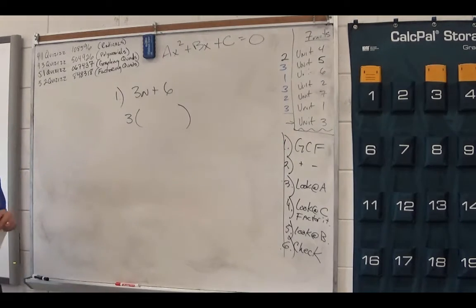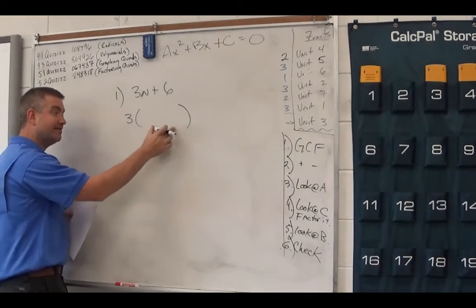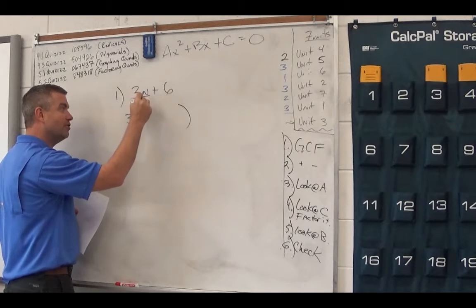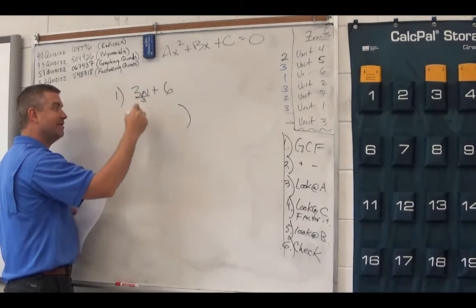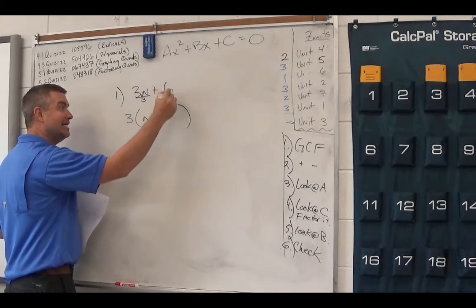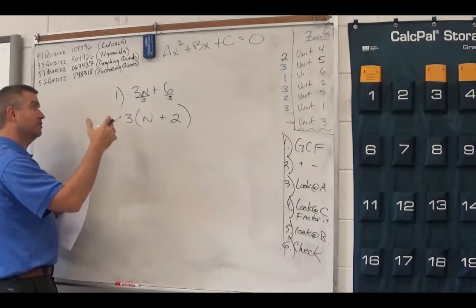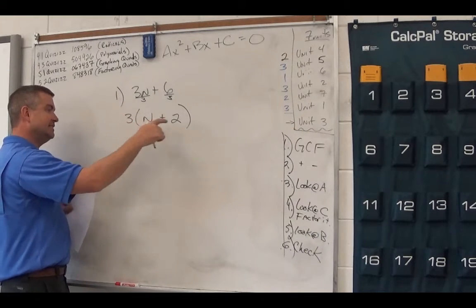Somebody said in an earlier period, well, factoring is just the opposite of distributing. I agree. That's a great way of describing it. But we pull 3 out to the front, and then we have to figure out what goes here. Well, how do we do that? We take each one of these terms and we divide it by the GCF. 3n divided by 3 is just n. 6 divided by 3 is just 2. And so our answer, when the directions say factor, is 3 parentheses n plus 2.